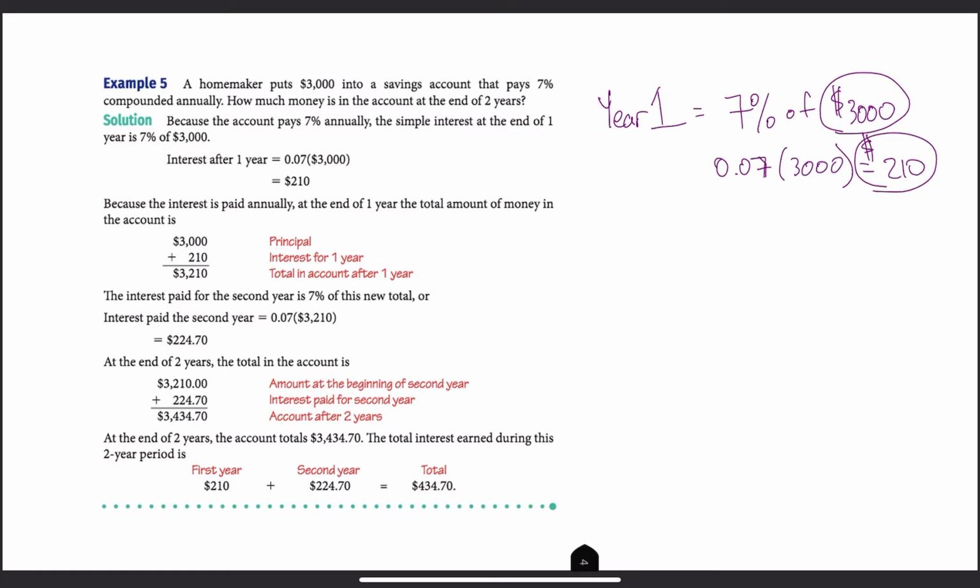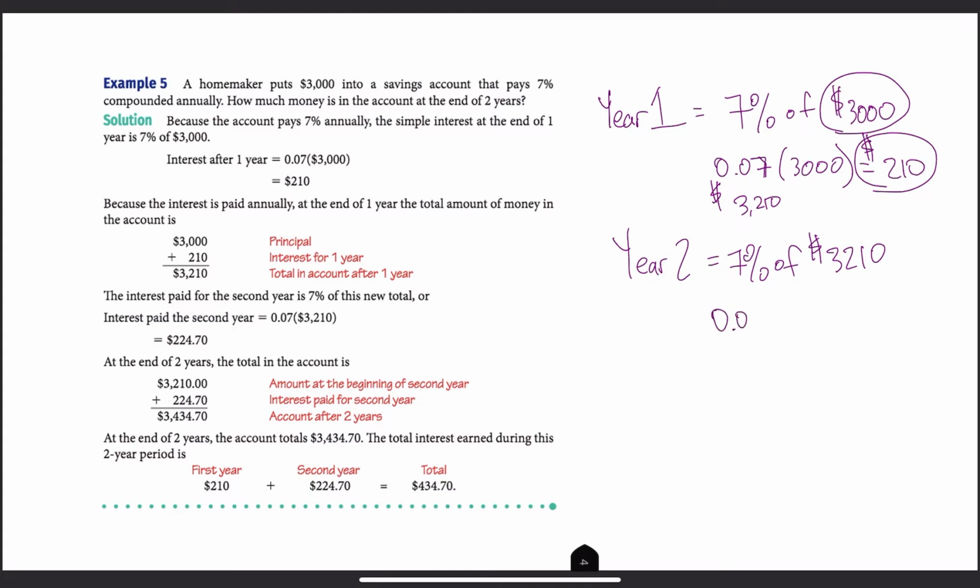So in year two, we're starting with a little bit more money. We're starting with $3,210 now, because that's the total at the end of year one. So we're going to find out what 7% of, now it's $3,210. It's not the previous $3,000 amount.